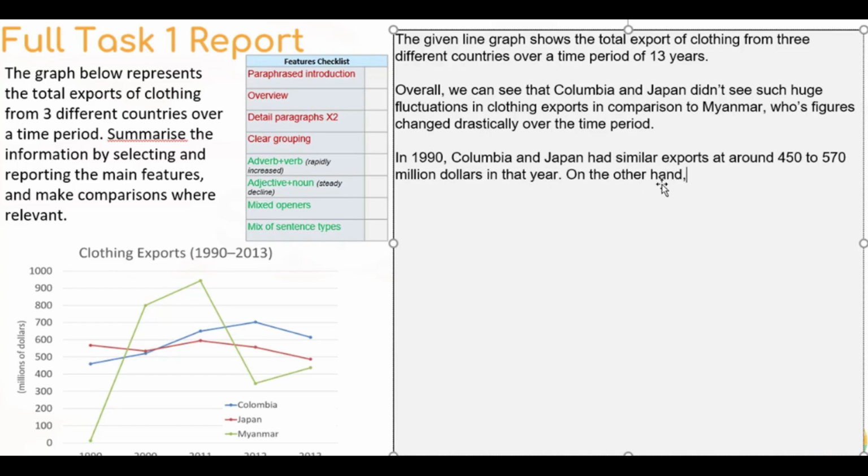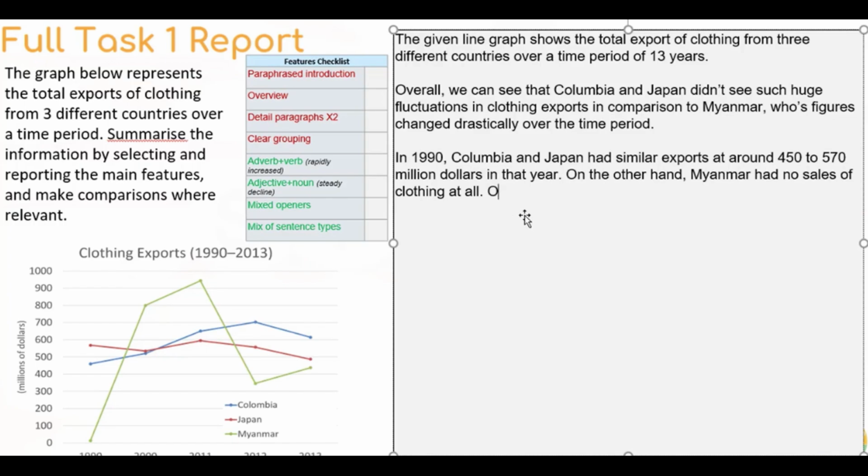On the other hand, a really good mixed opener that we can start with. On the other hand, Myanmar had 0 sales of clothing. So I'm using sales because I think I'm using exports too much. Myanmar had no sales of clothing at all. On the other hand, Myanmar had no sales of clothing at all.